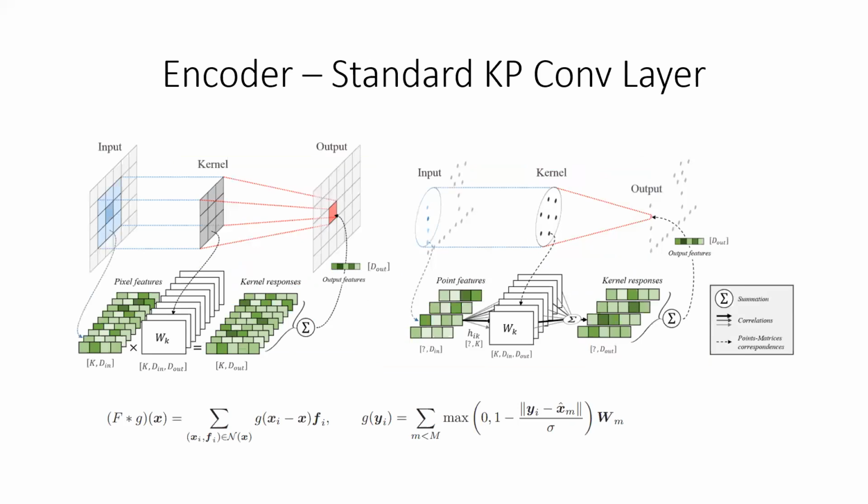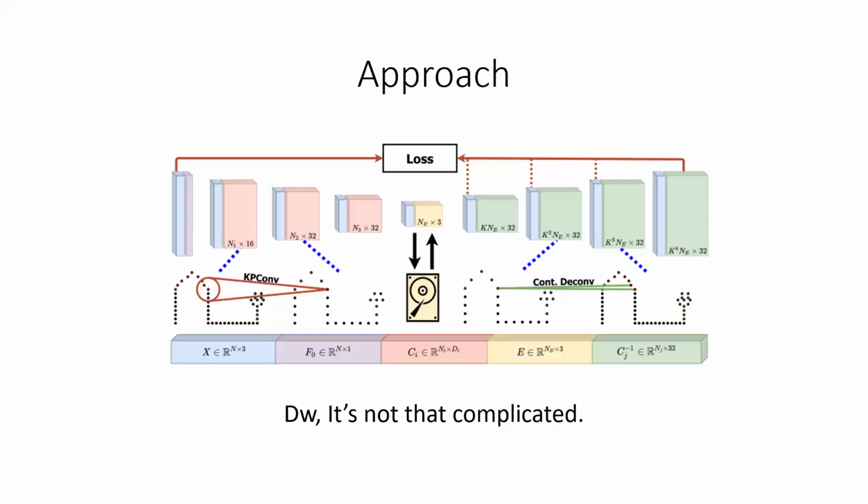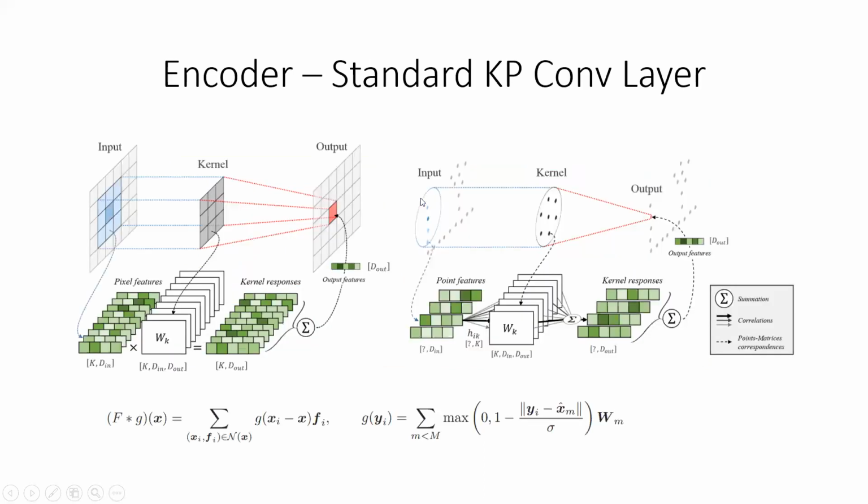So I'll tell you the encoder structure now. So standard encoder structures. This is like a 2D encoder. This is your standard image encoder, right? Basically your input is some grid. You have a kernel, you multiply it, and you get the output, right? Now a KP-conv layer is essentially the same thing, but in a 3D space.